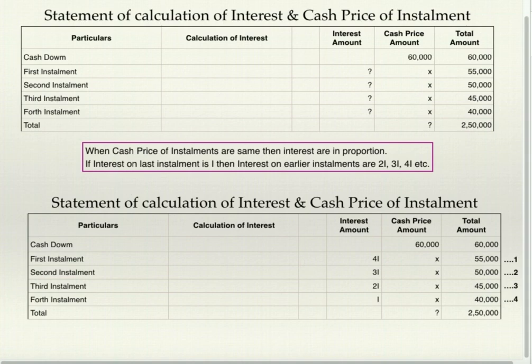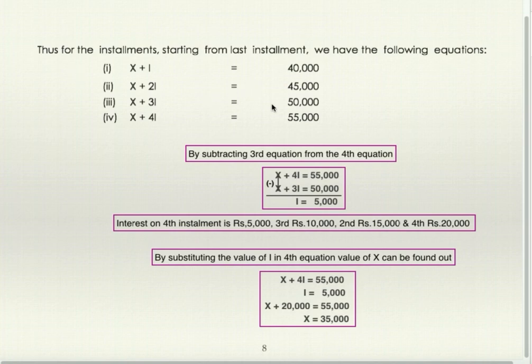Now any two equations you can pick and find the value of I and x. These are the equations. By subtracting the second equation from the first equation, x plus 4I is equal to 55,000 minus x plus 3I is equal to 50,000. X cancels out. 4I minus 3I is I is equal to 5,000. Interest on fourth installment is 5,000.